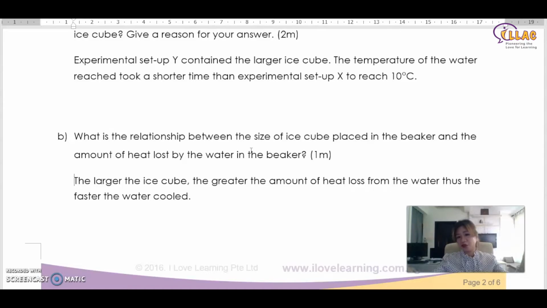So what are the keywords? The keywords will be here: the larger, okay, the faster. And don't forget the heat loss. The heat loss is a very important keyword. Without this heat loss, your relationship will not be valid. You will not get any marks, right? So heat loss, very important.